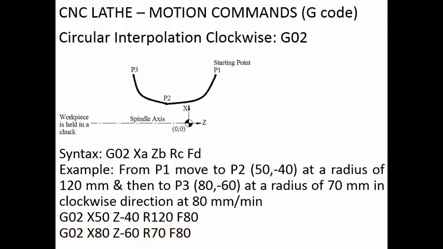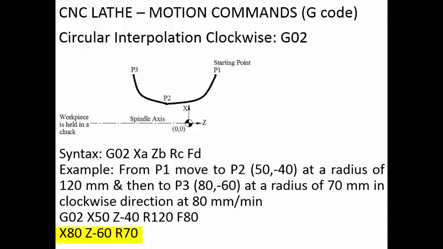Whatever the repeated words are there, like G02 and F80, we can neglect them while writing the program. We can eliminate them, because when the controller reads X80, since it is not specified what the type of motion is, it will see what the earlier motion specified is, that is G02, so it will consider it as G02 only.